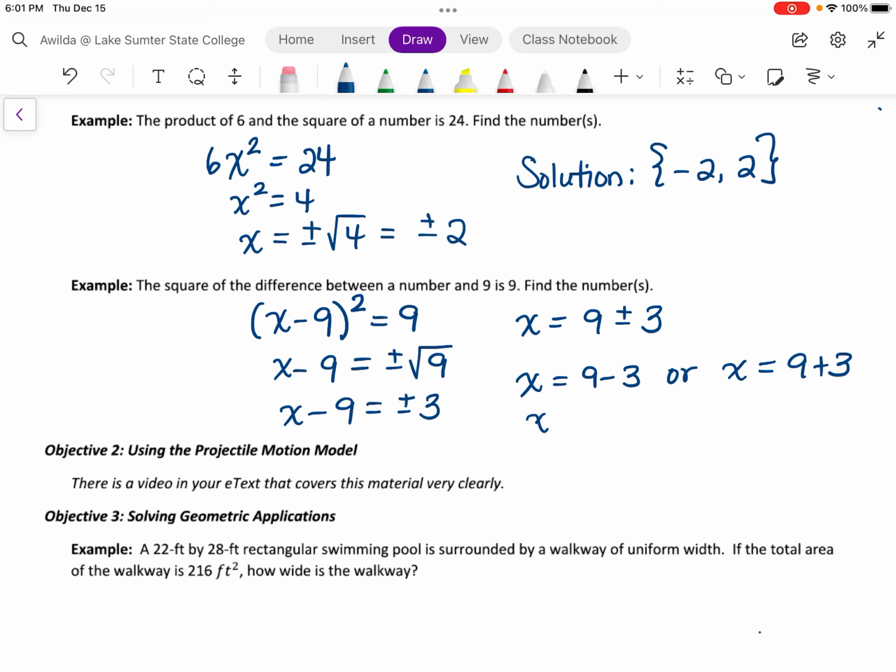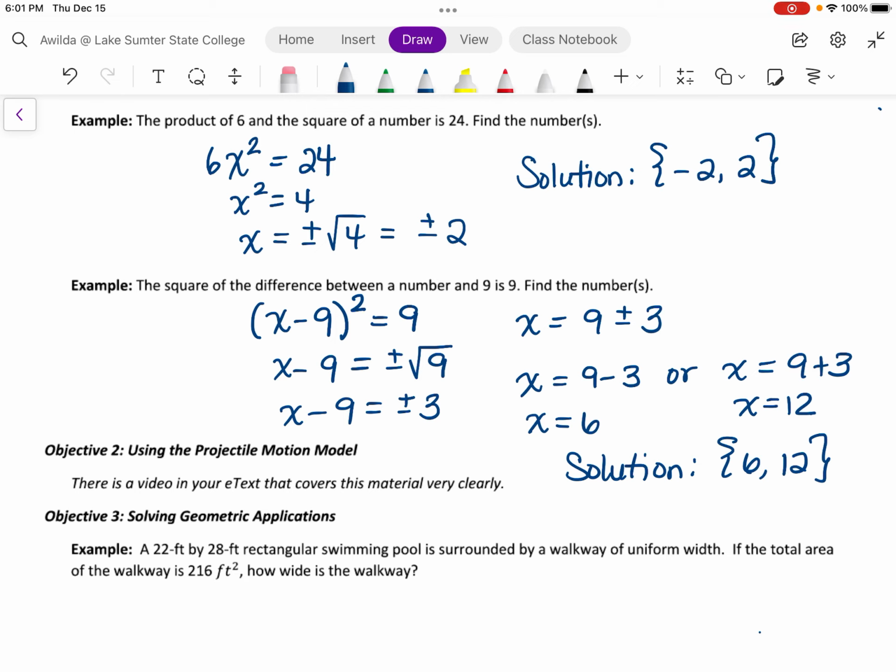In one instance, we get that x is 6. In the other, we get that x is 12. That means that we have two solutions to this problem. Either x is positive 6 or x is positive 12. Now, in both of these examples, we were just working with unknown numbers. There were really no restrictions on what those numbers needed to be.